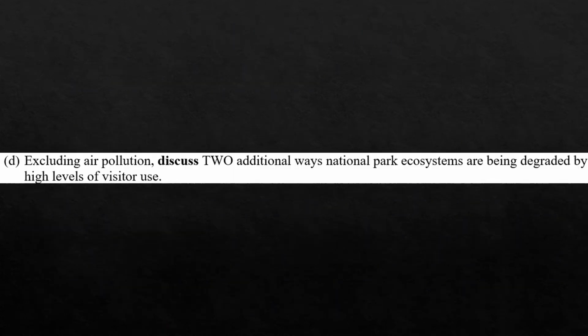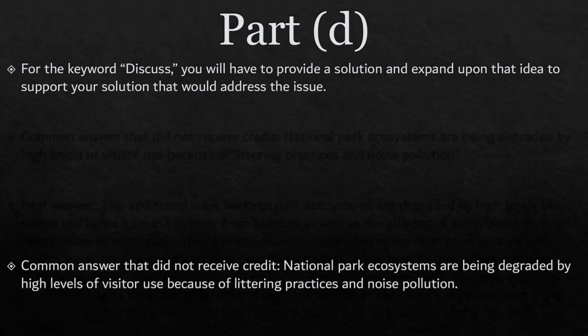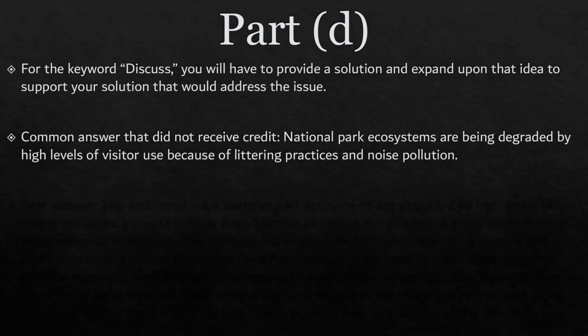Last part, excluding air pollution, discuss 2 additional ways national park ecosystems are being degraded by high levels of visitor use. Common answer that did not receive credit, y'all: "National park ecosystems are being degraded by high levels of visitor use because of littering practices and noise pollution." Even though it is concise, this is practically listing or identifying, not discussing.